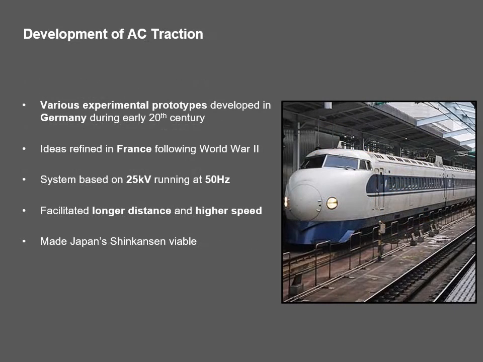Various experimental prototypes were developed in Germany. These ideas were then refined in France following World War II. The system was based on 25 kilovolts running at 50 Hz, and this facilitated longer distance and higher speed, and this is what made the Japanese Shinkansen trains viable.